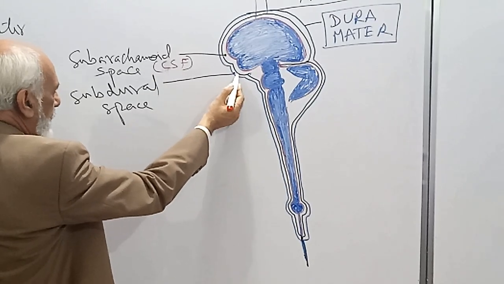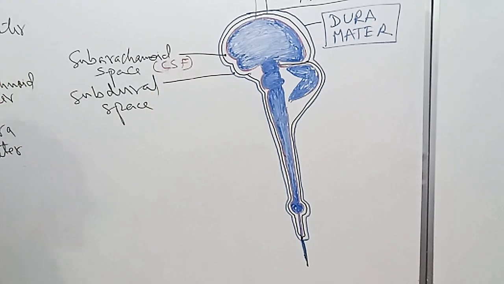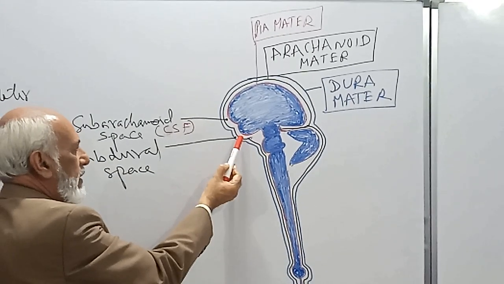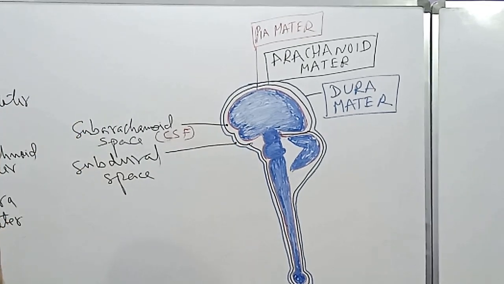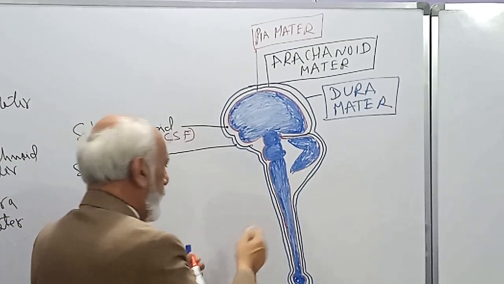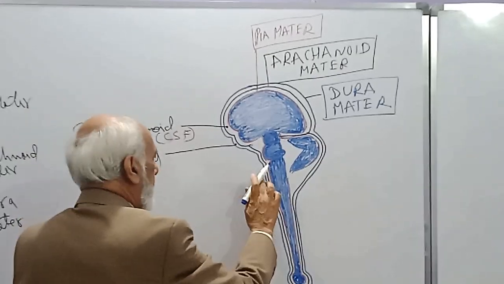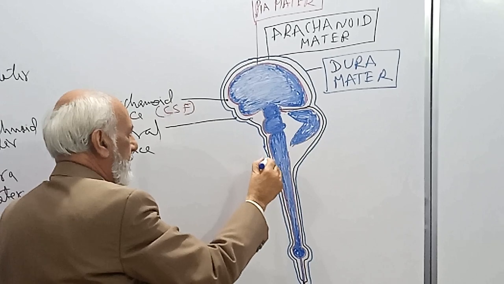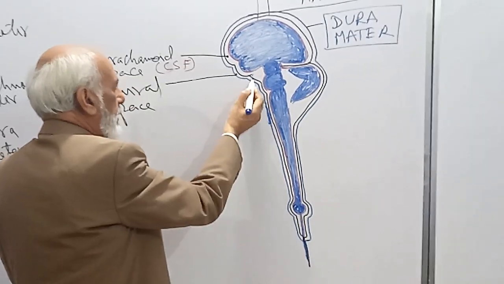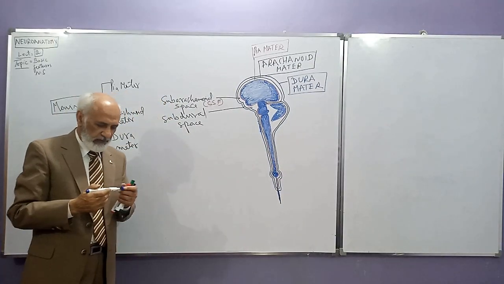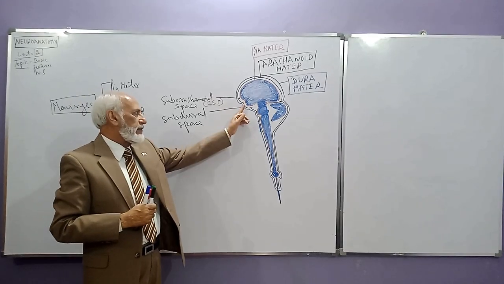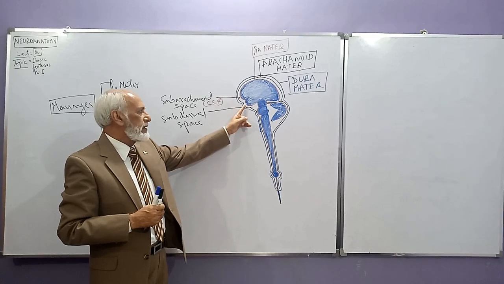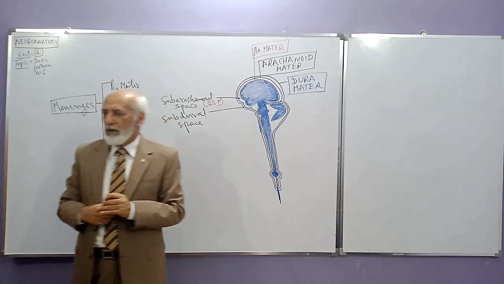Then the space between the arachnoid mater and dura mater, which is a potential space, has a thin film of fluid which lubricates the opposed surfaces of the arachnoid mater and dura mater. Whenever there is accumulation of some fluid like blood, it accumulates here and the space becomes more prominent. Otherwise, it is a potential space, known as the subdural space. The thin film of fluid prevents friction between the opposed surfaces. So this space is a potential space.